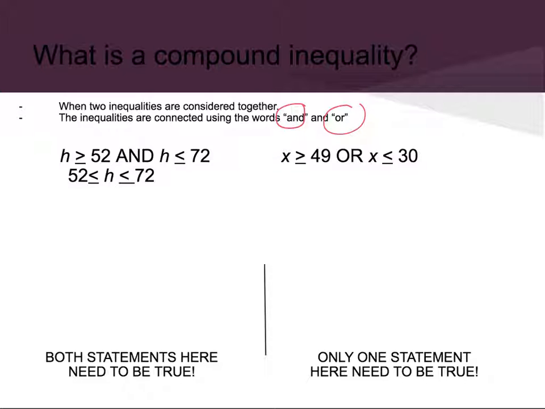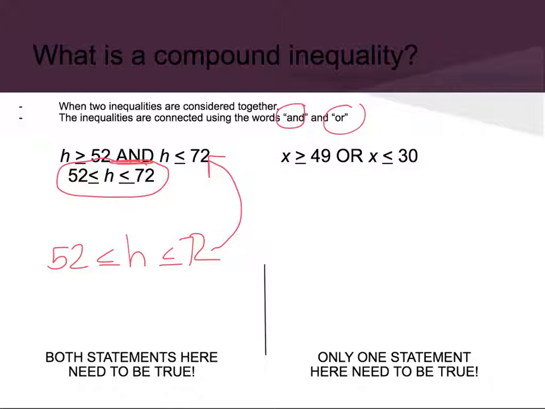So here in this example, we have h is greater than or equal to 52 and h is less than or equal to 72. Now down here below, this is another way to write the same thing. We read this as 52 is less than or equal to h, which is less than or equal to 72. This is the same thing as breaking them up and using the word and. So you have to recognize that they are the same thing. We can also have one using the word or, so x is greater than or equal to 49, or x is less than or equal to 30.